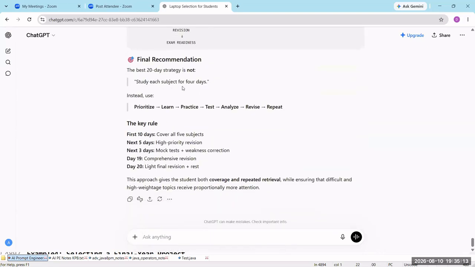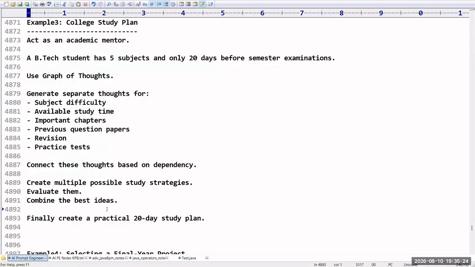Study each subject for 4 days. The key rule: first 10 days, next 5 days, next 3 days, day 19, day 20. So a complete plan is provided. Clear, friends?